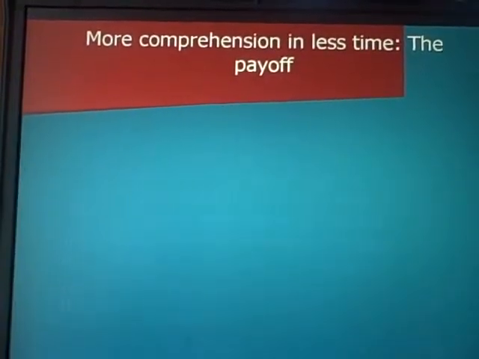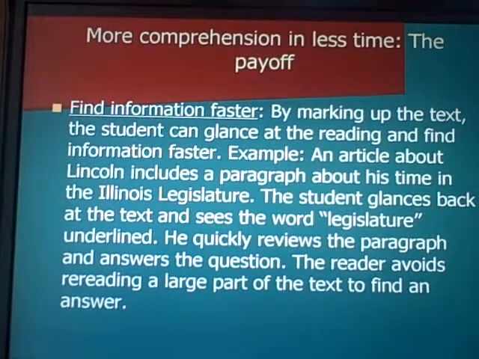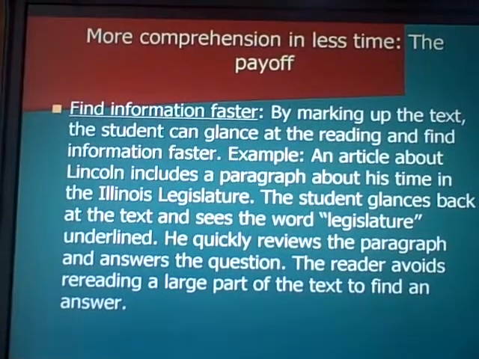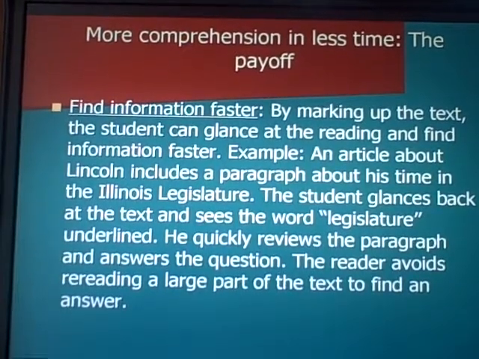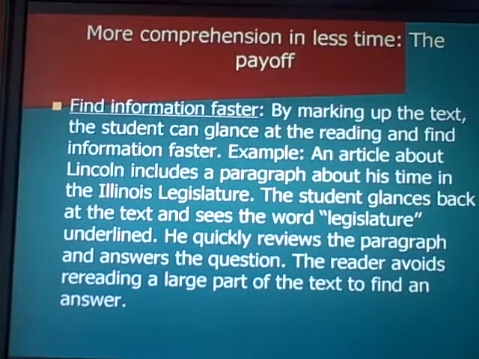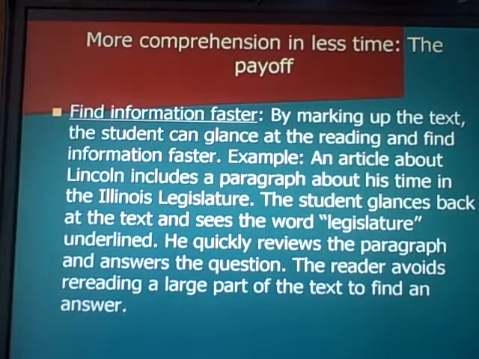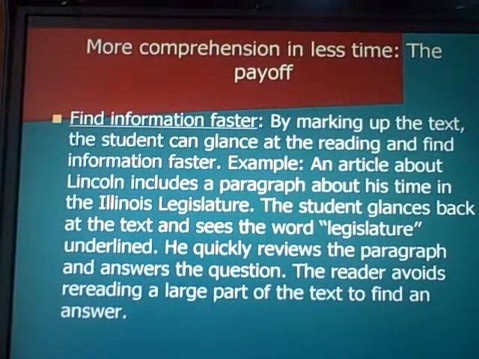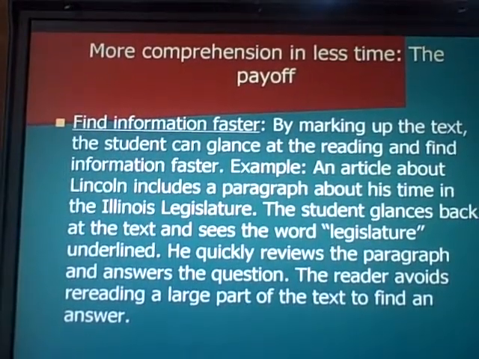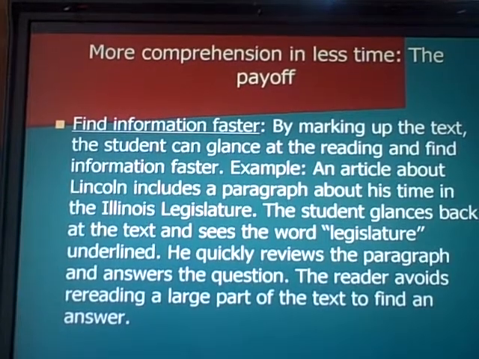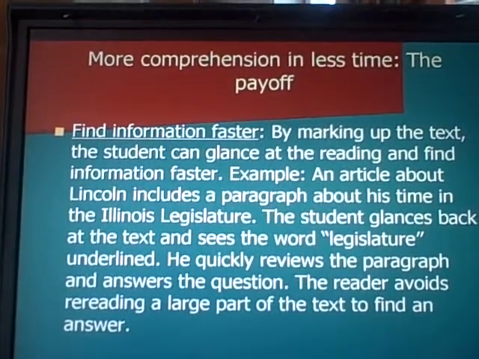The payoff is more comprehension in less time, and it's all about finding information faster. By marking up the text, the student can glance at a reading and find information faster. Let's say, for example, it was an article about Abraham Lincoln, and it includes a paragraph in the reading about his time in the Illinois state legislature. So the student glances back at the text trying to find the information, and he has done something with the word legislature. He's underlined it. That's the paragraph where the answer is. He quickly reviews the paragraph and answers the question. The reader avoids rereading a large part of the text to find the answer. We're trying to reduce rereading things.